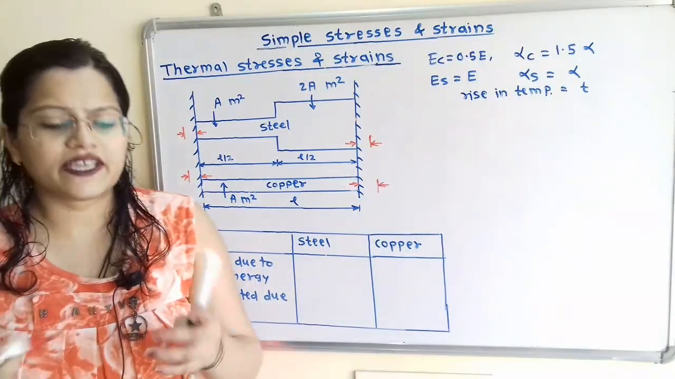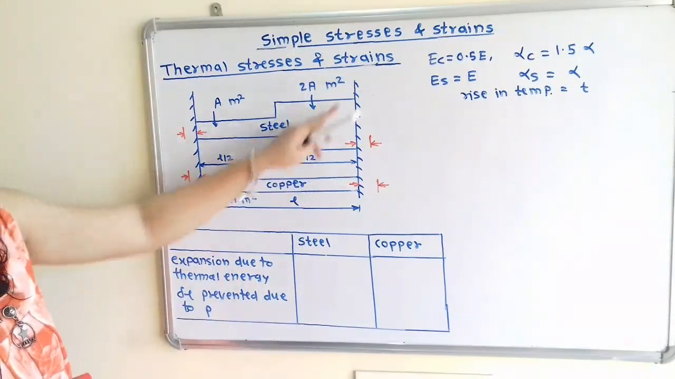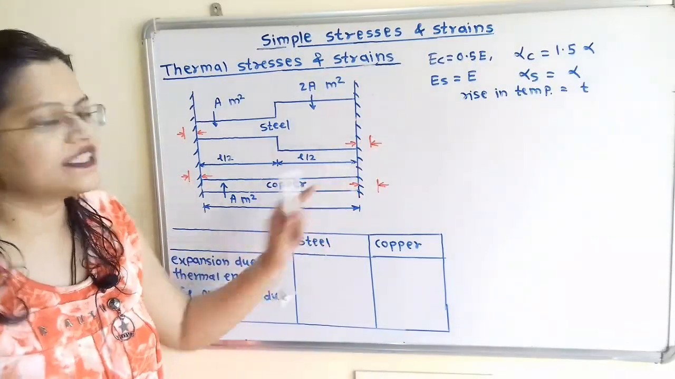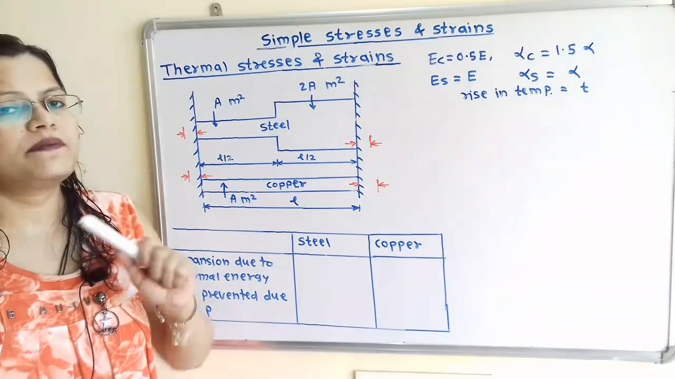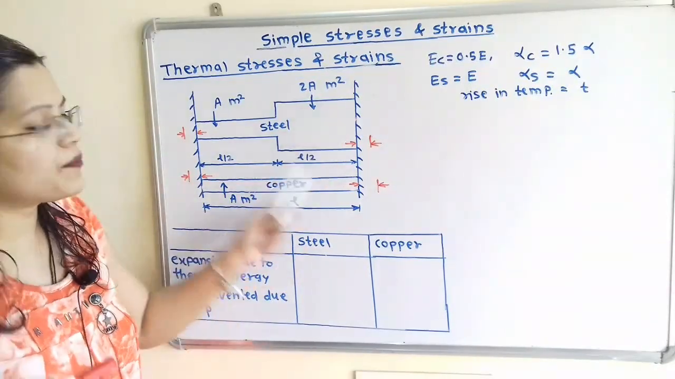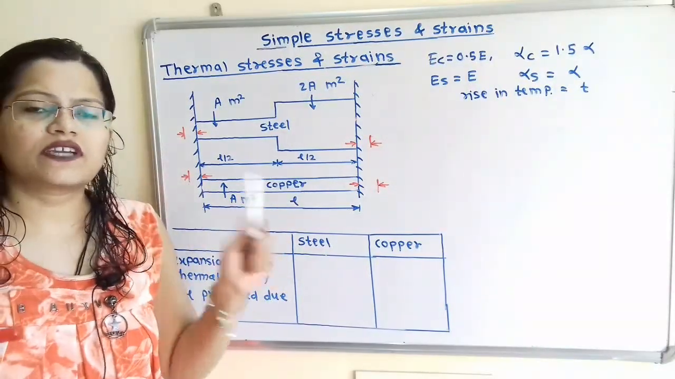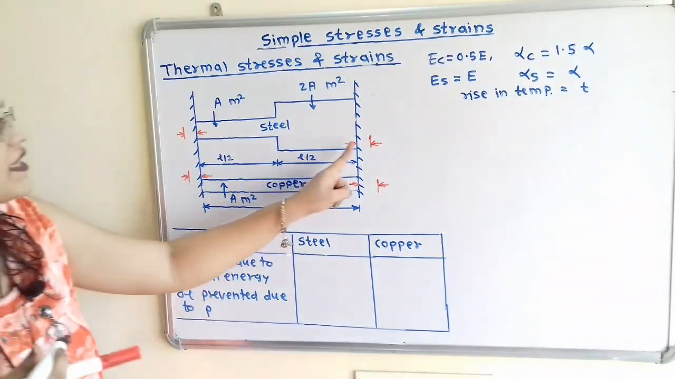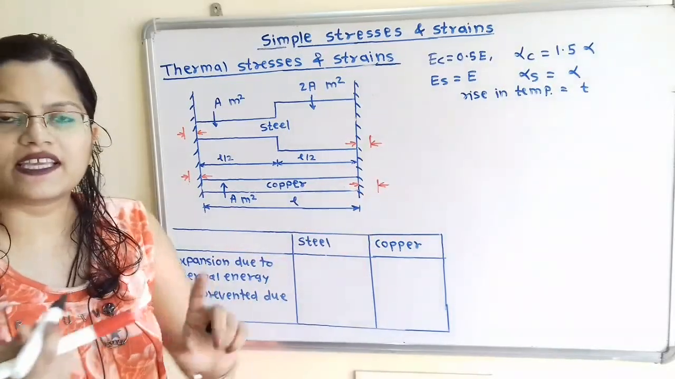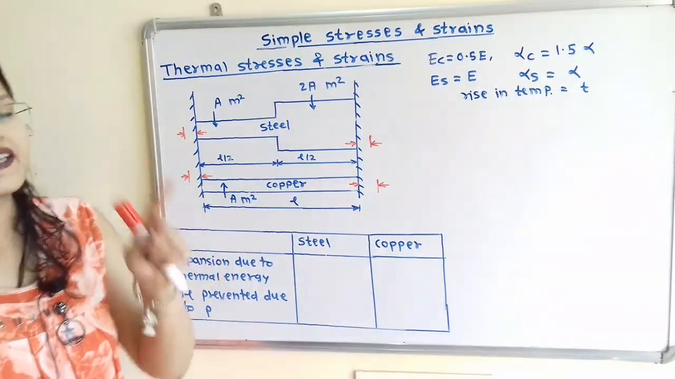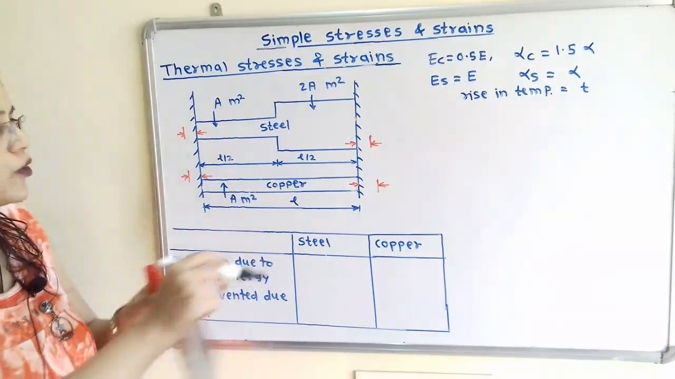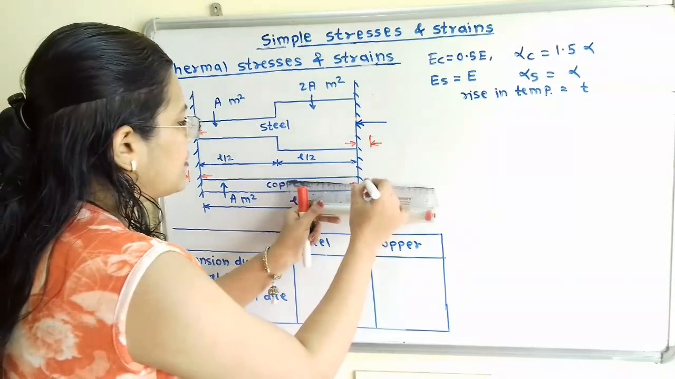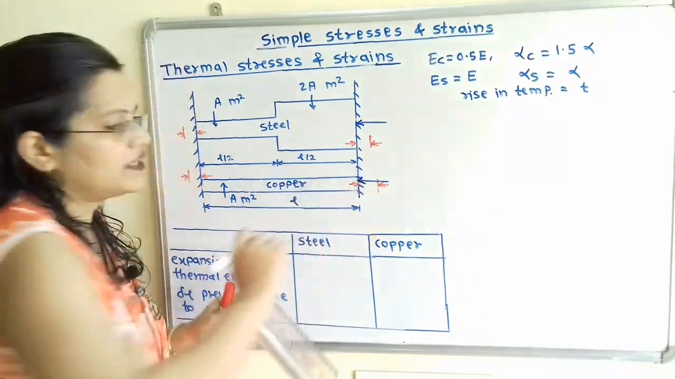But the condition is given that these bars are held between two fixed supports. So due to these fixed supports, this extension is getting prevented because these fixed supports apply a force equal to P in the opposite direction. So if the extension is in the outward direction, then we have to show the mechanical applied force P in the opposite direction. This is for the steel bar and this is for the copper bar.